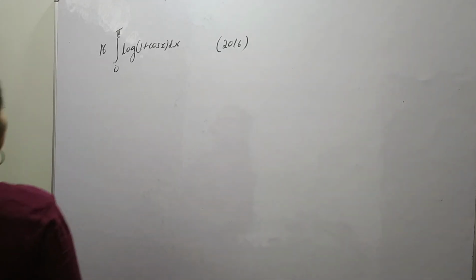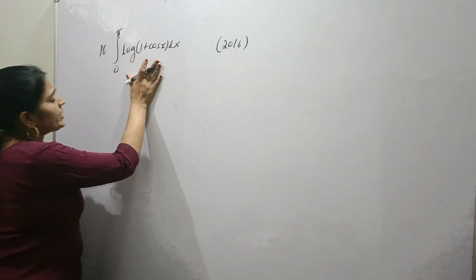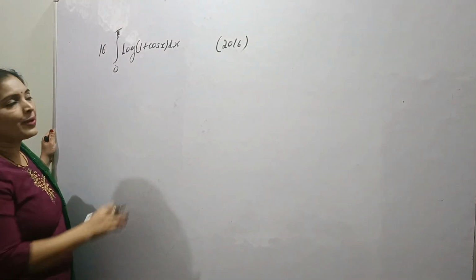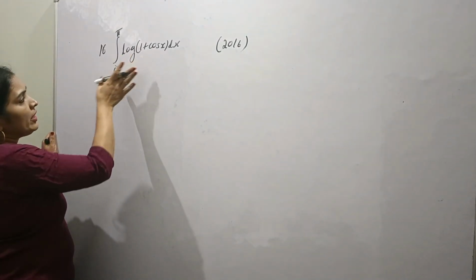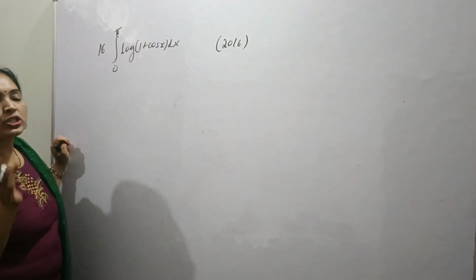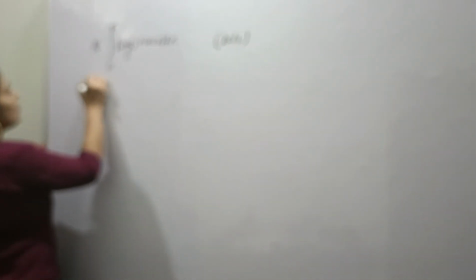Evaluate the integral from 0 to pi of log of 1 plus cos x dx. It's a very important question and it's very lengthy also. Here the given definite integral is of the form integral 0 to a of f of x dx. So first of all, apply this property: integral 0 to pi of f of (a minus x) dx.